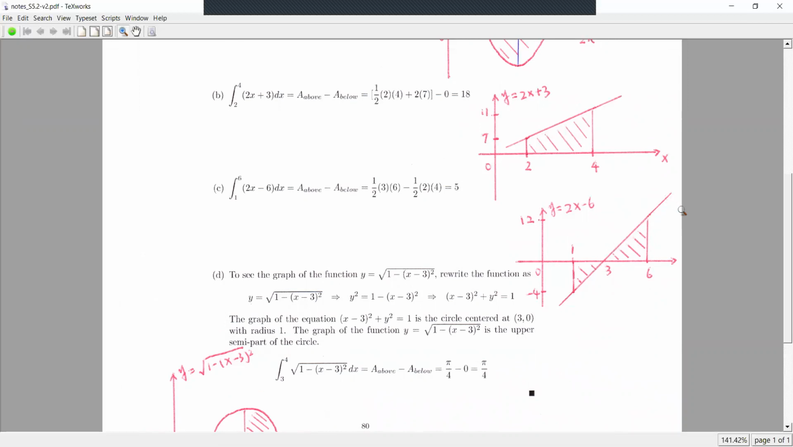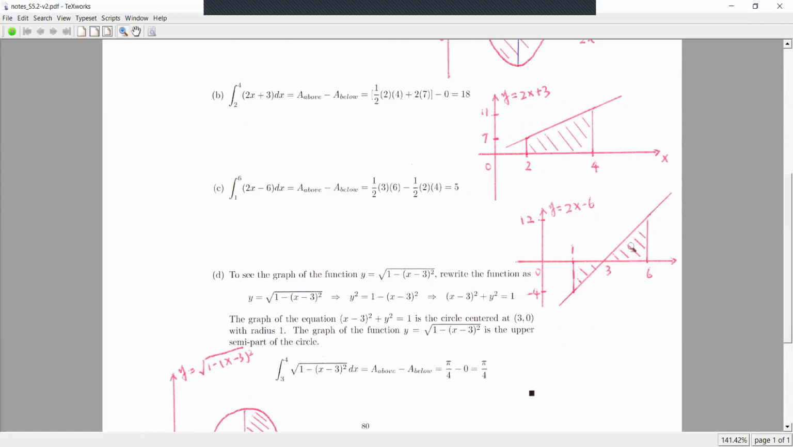The region between the graph of the function and the x-axis and between 1 and 6 is the shaded region here. This integral is the area of this shaded region: the total area above minus the total area below.